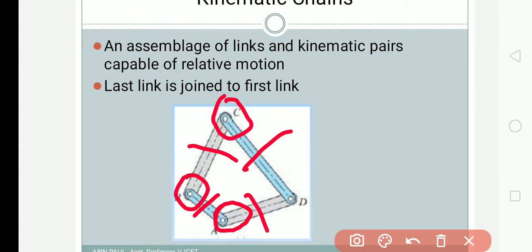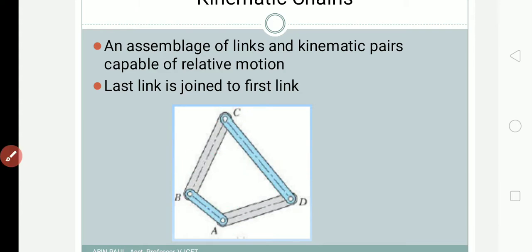Then we have the fourth pair at this point D, where link AD and CD are connected. So we have four pairs or joints. Pairs or joints mean the same. So we have four links and four joints or pairs. So it's a four bar or four link mechanism, and it has four pairs. So that is this particular mechanism.